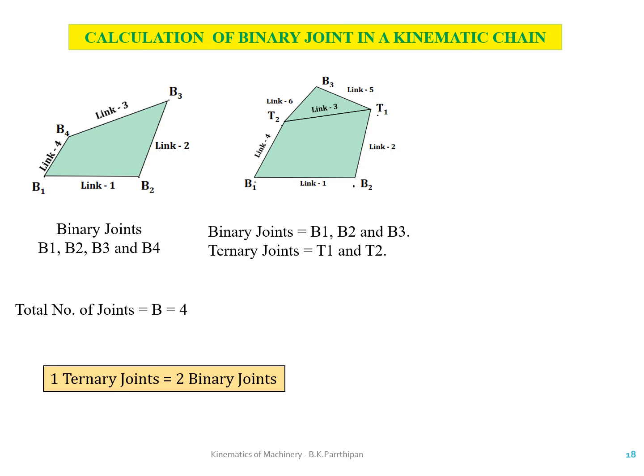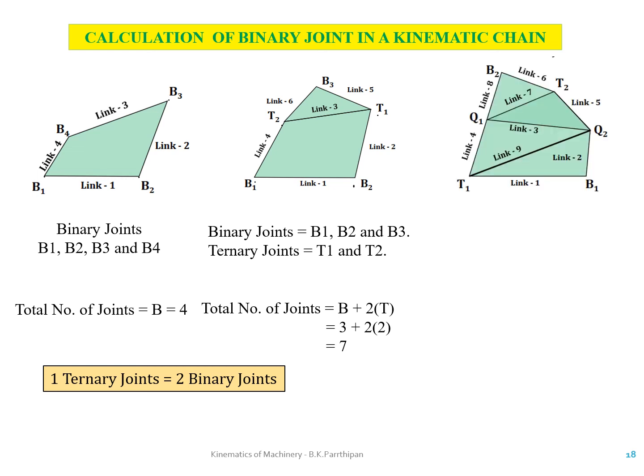So we all know that one binary joint is equal to 2 ternary joint. So the total number of joints in the system is equal to binary joint plus 2 times of ternary joint. So here I am having 3 binary joint and 2 ternary joint. So it is equal to 7.